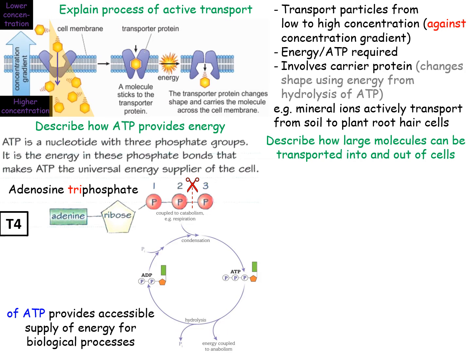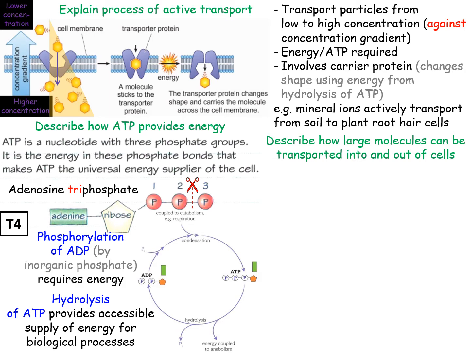When you break the third phosphate bond, that releases huge amounts of energy. So hydrolysis of ATP involves breaking that third bond, and that provides an accessible supply of energy. ATP is made by phosphorylating ADP, but this requires an inorganic phosphate and lots of energy, which is found through respiration. The energy released by respiration is used to phosphorylate ADP to make ATP, and then that ATP is used as an accessible supply of energy for other reactions.